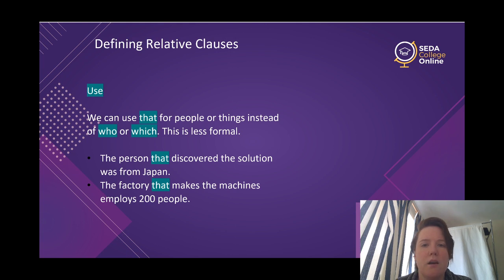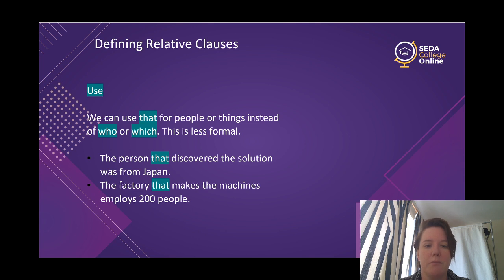Now, just so you know, in the first examples I gave you, I used that as well. We can use that as well as who or which. We use that for people or things instead of who or which. It's less formal to use that, and using who or which is more formal. So just keep that in mind, in case you wonder why that is there. It's there because it's less formal, and that's the reasoning.